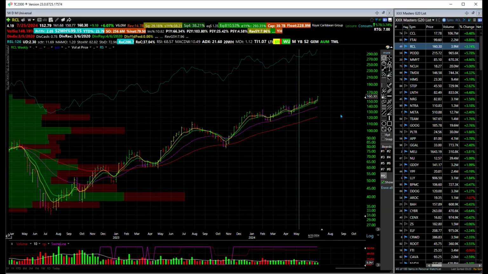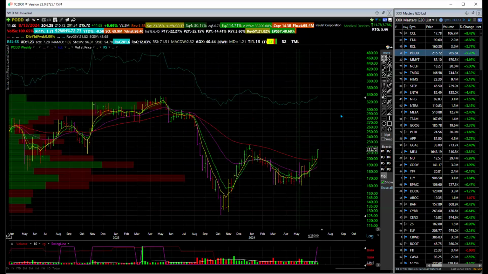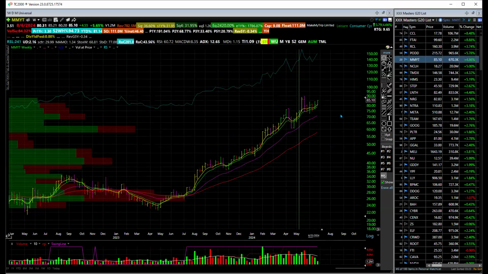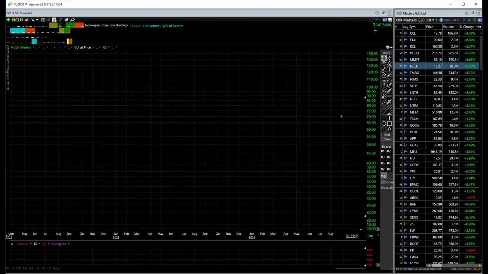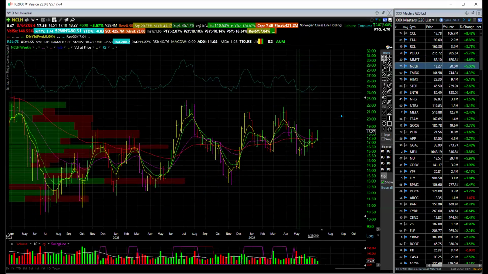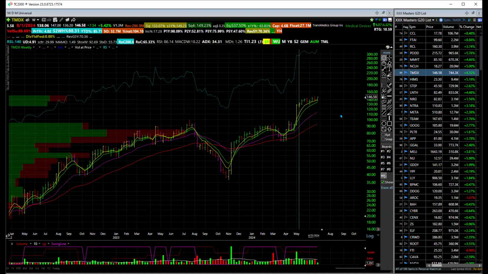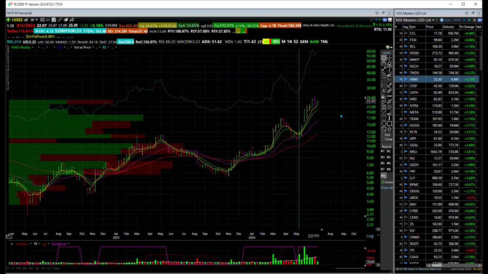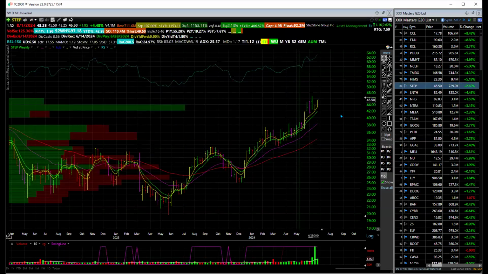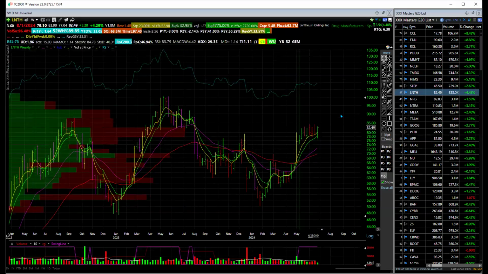Royal Caribbean. So this one's a bit of a mess. It's a turnaround. MakeMyTrip. Nice little. So this is Norwegian Cruise. A little bit different pattern to Royal Caribbean. So choppy. Transmedics. HIMS. Stepstone Group. Lantheus Holdings. So this chart's a bit messy.